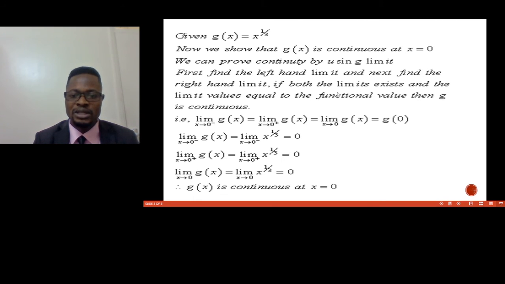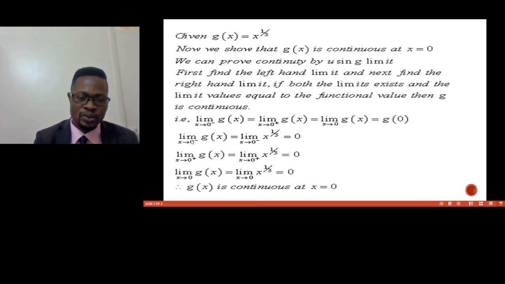So the limit must be equal to the functional value, which means that the limit from the left hand side should be equal to the limit from the right hand side. That is, the limit as x approaches 0 from the negative side of this function g of x will be equal to the limit as x tends to 0 from the positive side, and all of them will be equal to the limit as x tends to 0 of this function g of x, which is g of 0.